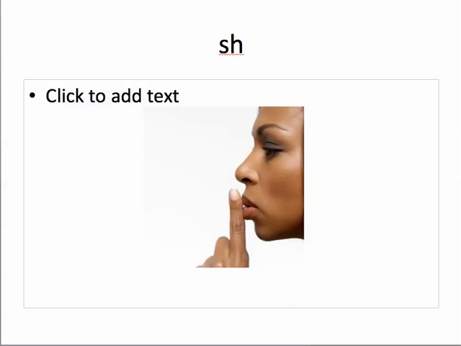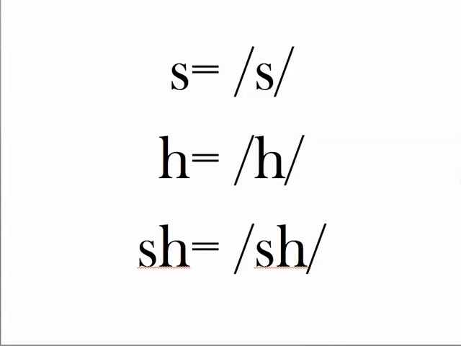SH is a consonant digraph. SH says shh, shh. You would think the S would be saying s and the H would say h, but as a digraph, SH says shh, shh.